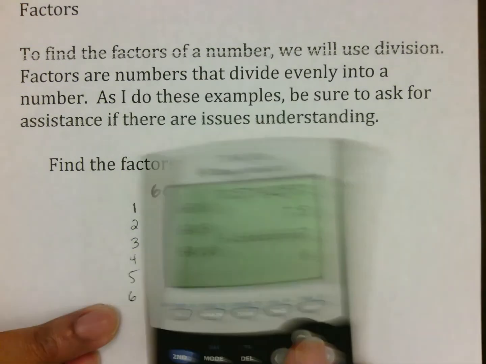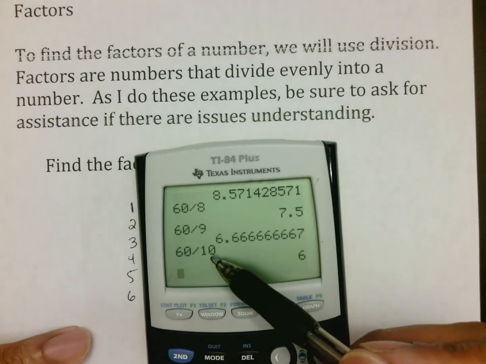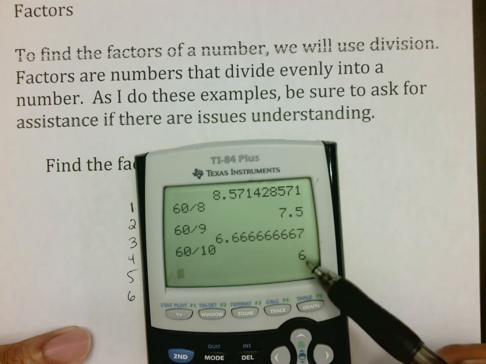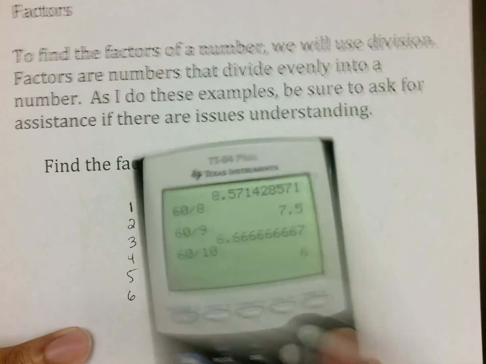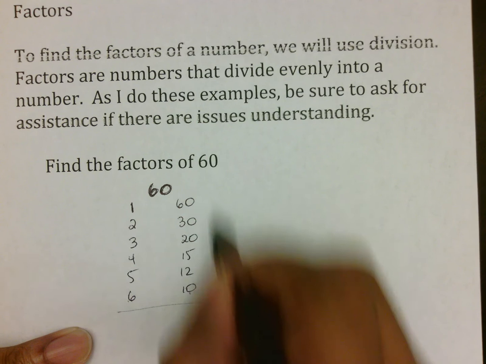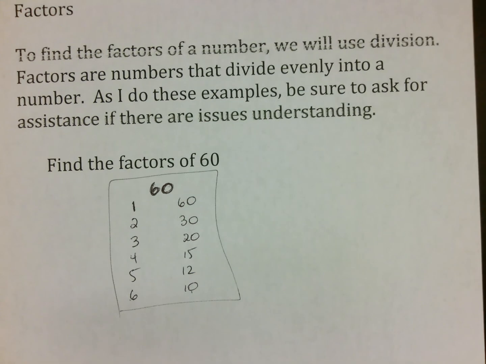Well, here's the thing. We could have done this a while ago, but when the answer that you have is bigger or smaller than the answer that you plugged in, it means that we have already repeated. Notice that the 10 is here, 6 is here. That is our stopping point. Finding the factors of 60 is that simple.